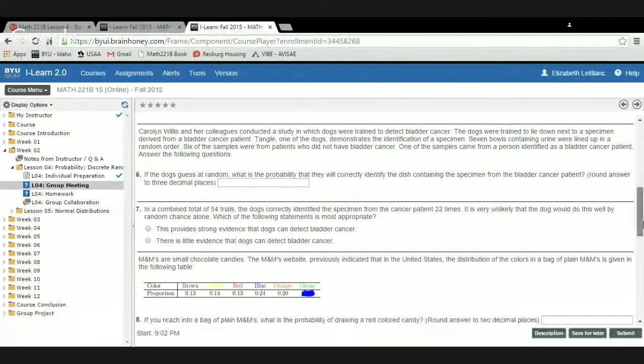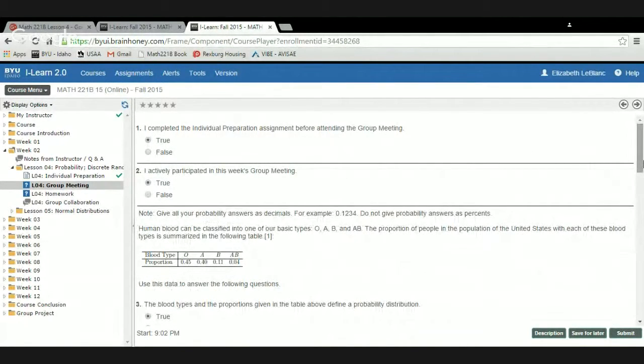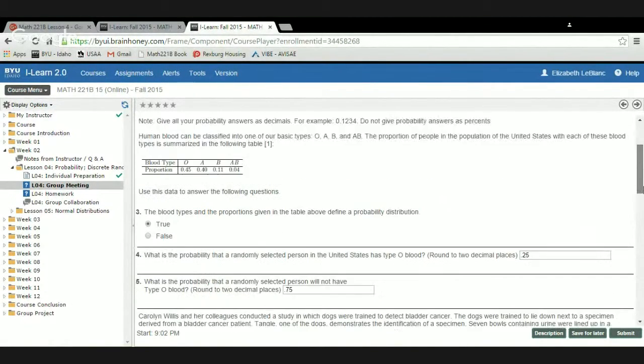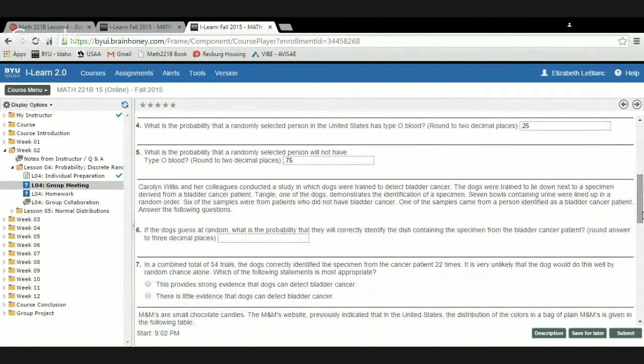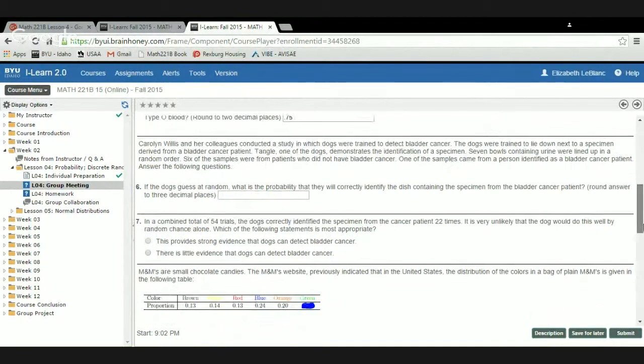All right. So I guess I'll do the group quiz now by myself. I already started on 2 of the questions, so let's see this one. All right, group quiz. I did the first 5. All right, that's true, true, true. 0.25, 0.75, because 1 minus 0.25 is 0.75.